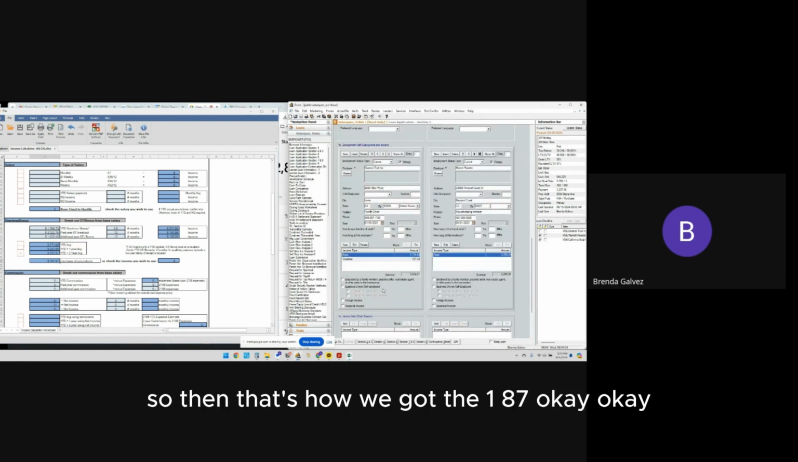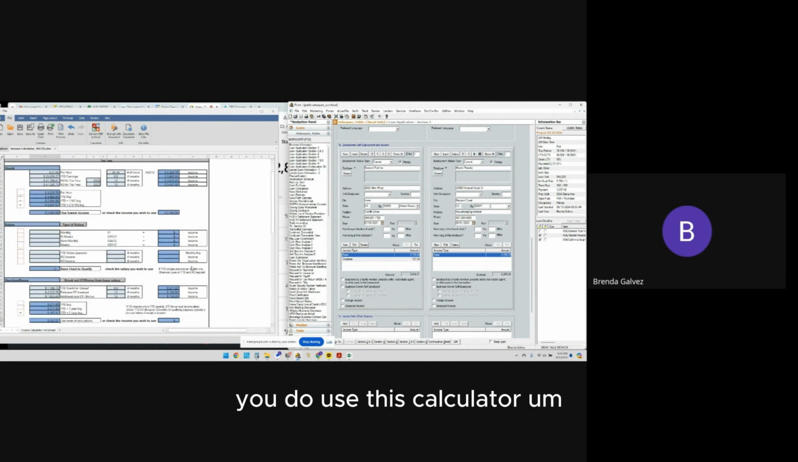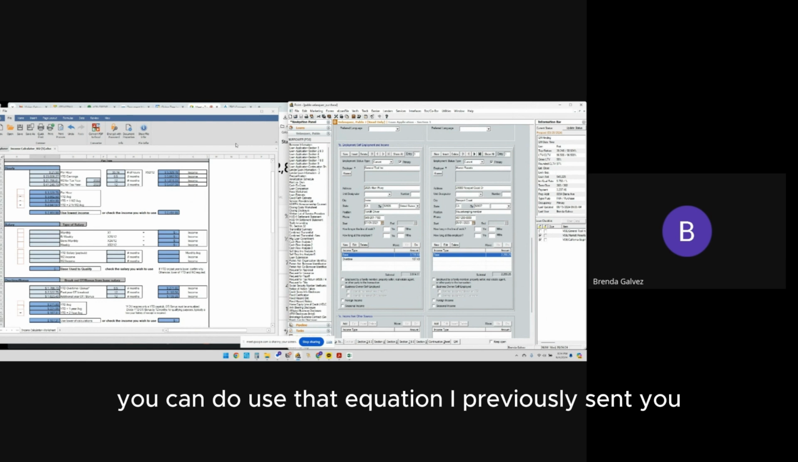That's why it's best if you do use this calculator, because it does the math for you. All you're doing is plugging in. But yes, if you were to do it manually, you can use that equation I previously sent you.